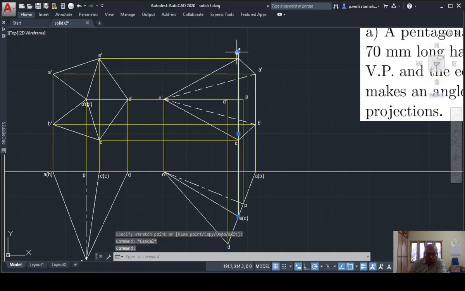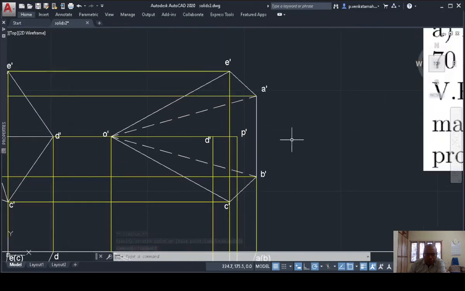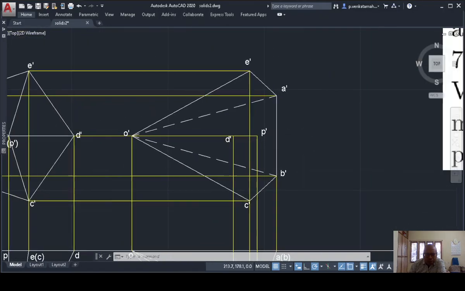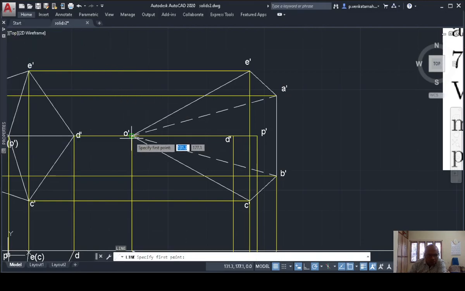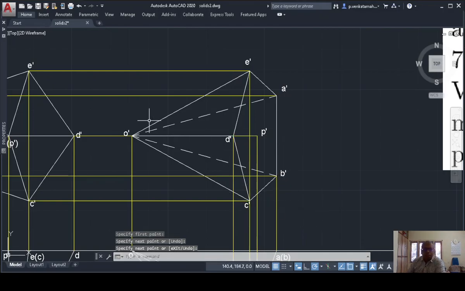So these lines are now the remaining lines are visible lines. So what are the visible lines here? Change the type to the normal line and draw line. So OD is visible, DE is visible as well as DC is visible. So these are the visible lines.